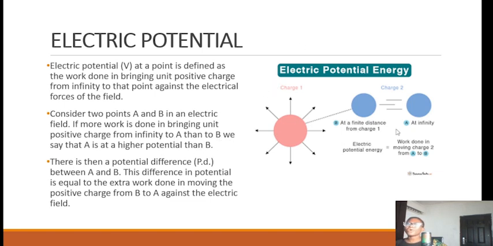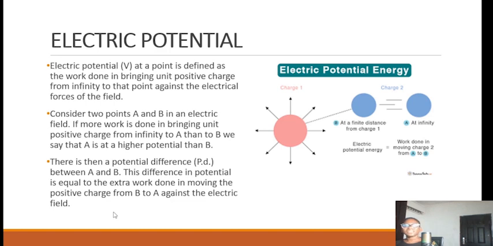That is, we need more work. If more work is done in pushing the charge from infinity to A than when we are pushing it from infinity to B, we believe that A has more potential than B. It's so simple, because we are doing much more work in pushing that charge from infinity to A than to B. There is then a potential difference.